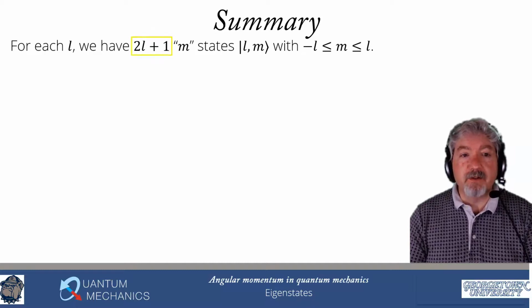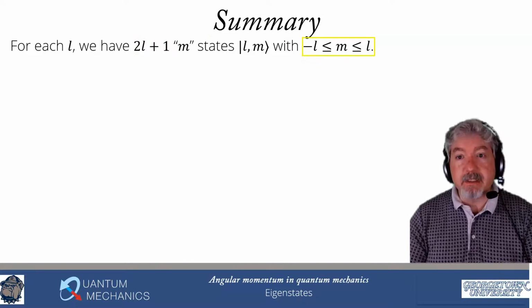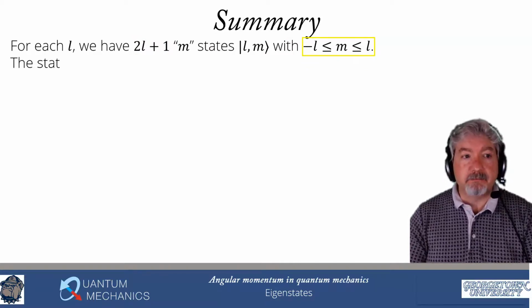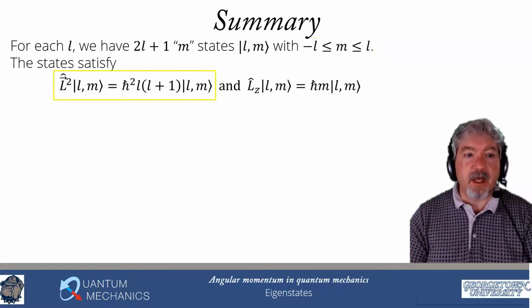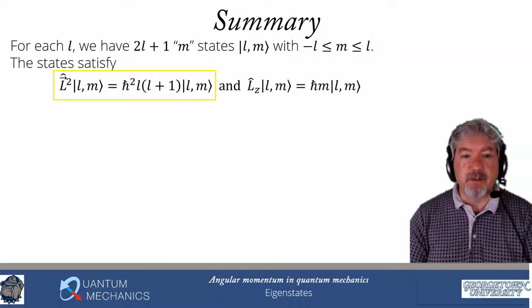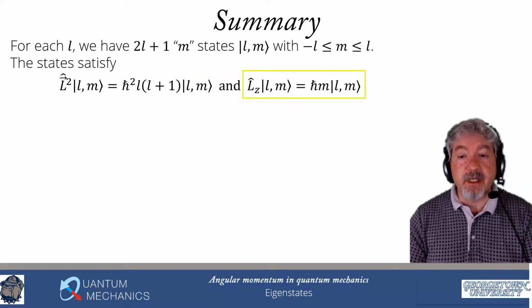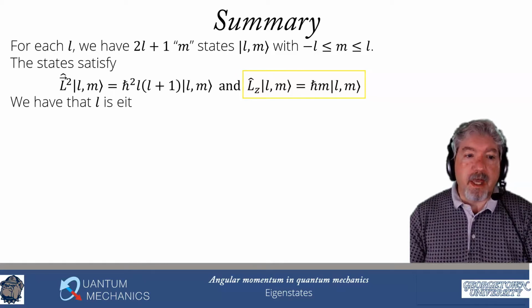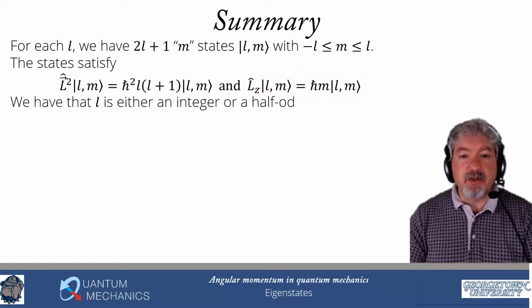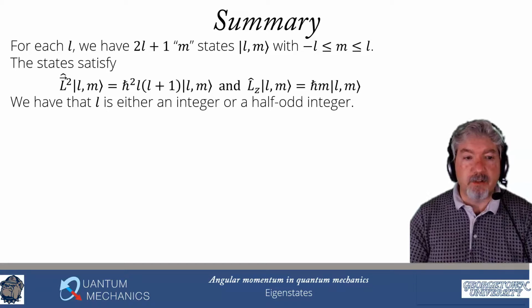For each L, we have 2L plus 1 of these states because m ranges from minus L to L. The states satisfy L squared acting on Lm is h bar squared L times L plus 1 acting on Lm, and Lz acting on Lm is h bar m times Lm. We have that L is either an integer or a half-odd integer. We know, however, that it's an integer if we're working with orbital angular momentum. That's when angular momentum is written as R operator cross P operator.